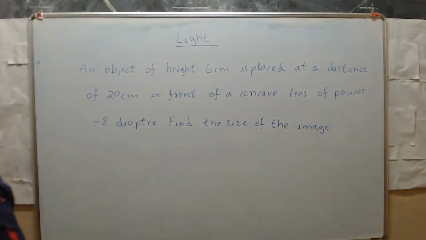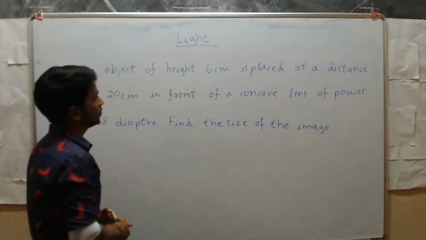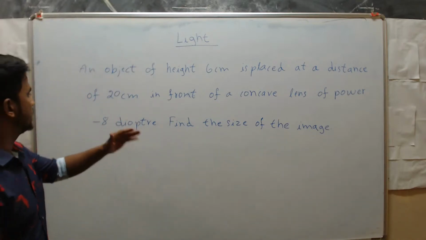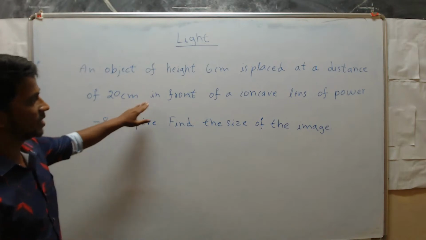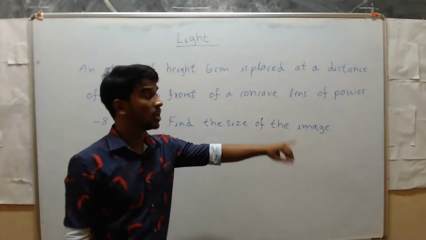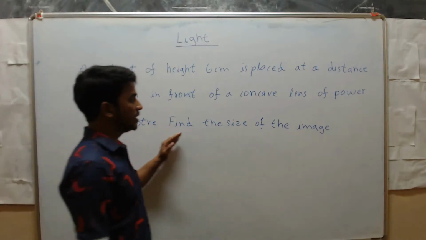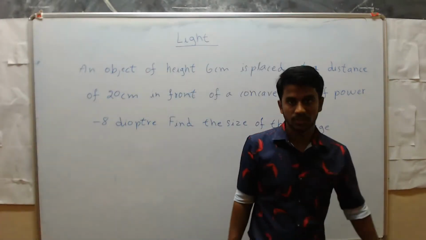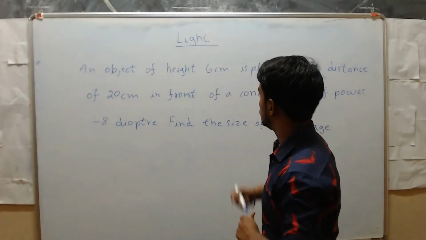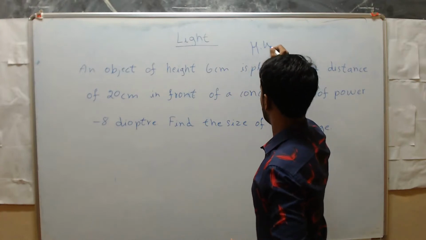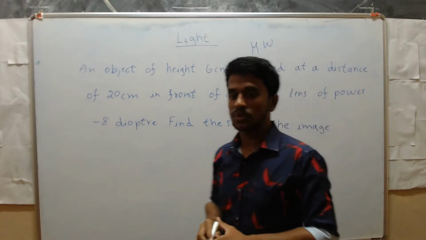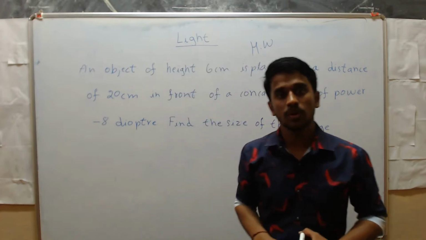See, now this is a homework for you. An object of height 6 cm is placed at a distance of 20 cm in front of a concave lens of power -8 diopter. Find the size of the image. This is a homework for you. Find the solution for this question and put that solution in your WhatsApp group.